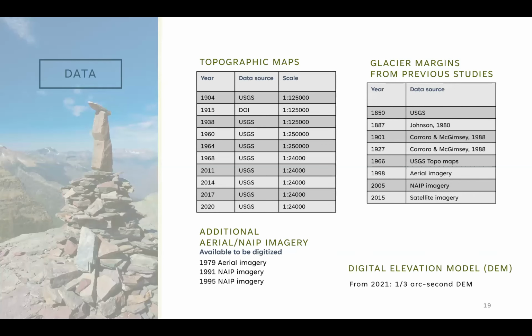I have compiled some data for the study. I will heavily rely on historic topographic maps to build my database. There are topographic maps available from USGS from the year 1904 to 2020. And there are also glacier margins that were digitized from the previous studies, dated all the way back to 1850. And to fill in the gaps, there are also some additional aerial imageries available. And I also got the digital elevation model from 2021 with a third of the arc-second resolution. That's approximately 10 meters resolution for this area.